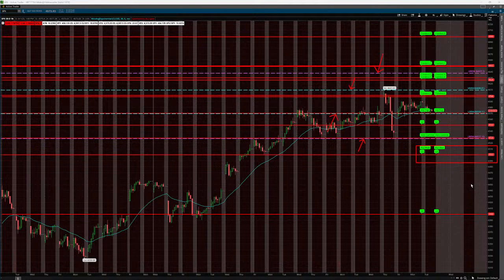So that's the put wall. That is the expected support level. So that is the potential floor for price, the SPX. And the next level up is the 4570 level.